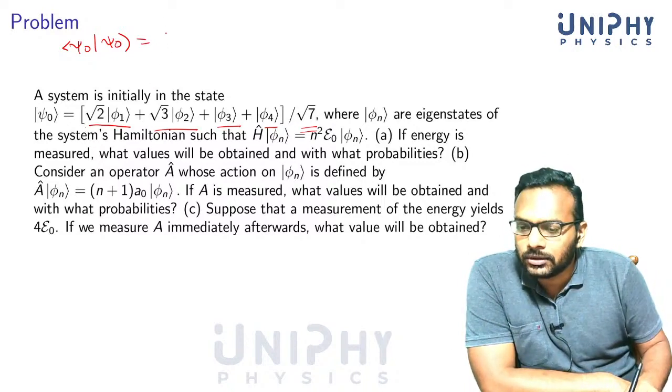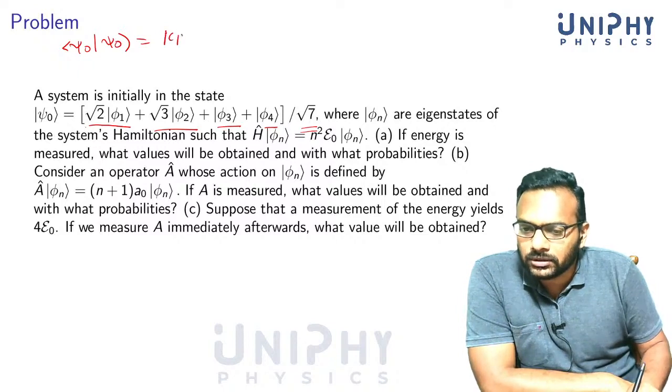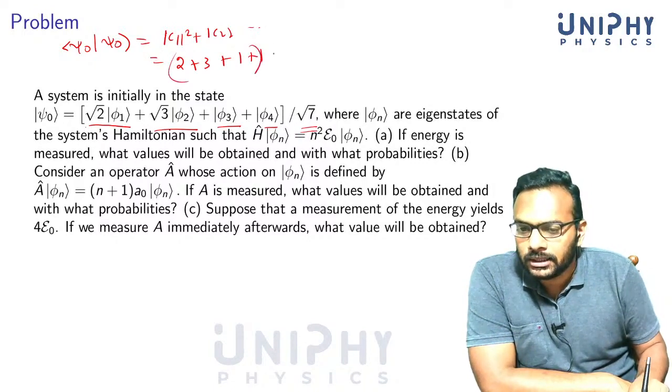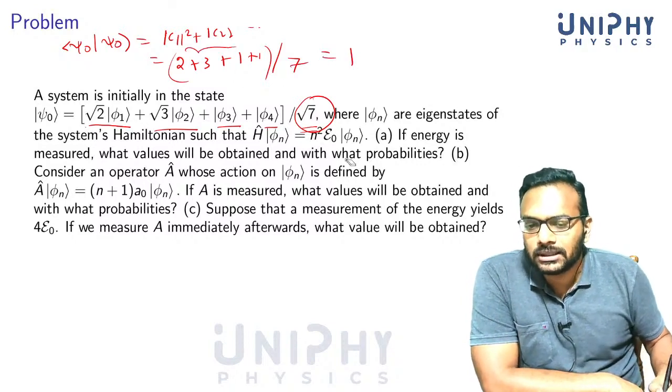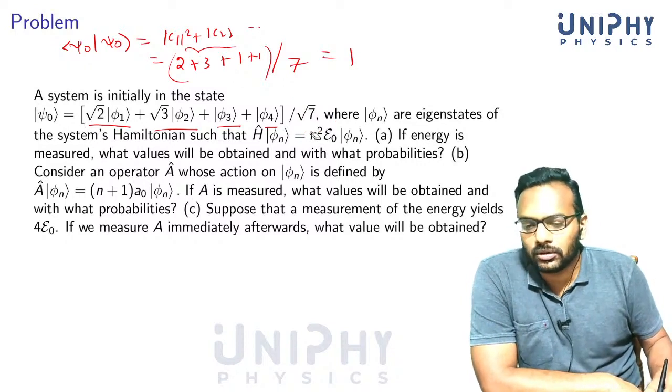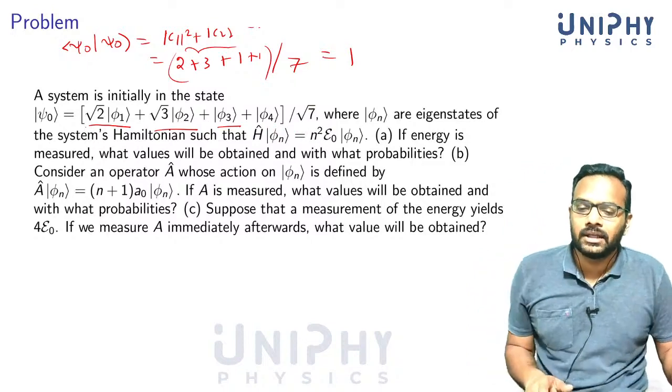So you just add modulus of C1 squared plus modulus of C2 squared, etc. So that would be 2 plus 3 plus 1 plus 1, divided by, there's a square root of 7 here, divided by 7, that's equal to 1. Am I right? Yes. So this is normalized. It makes life easier.